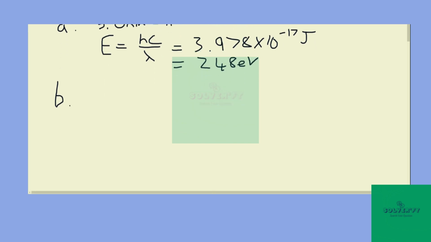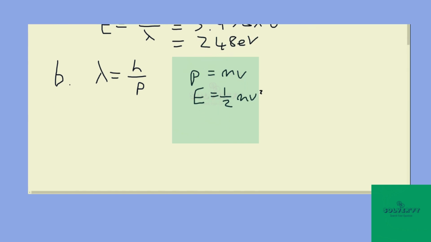Now for part B of this question, it's a bit more tricky. We've got to use the de Broglie wavelength formula, which is h over the momentum. And you should know that p is also equal to mv. And because we're interested in the kinetic energy, we can use that E is equal to a half mv squared, where m is the mass of the particle and v is the velocity, and then rearrange this to solve for v.